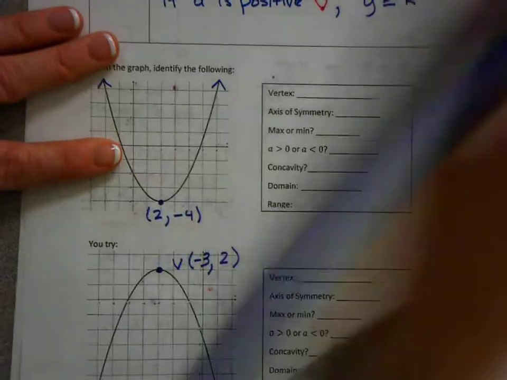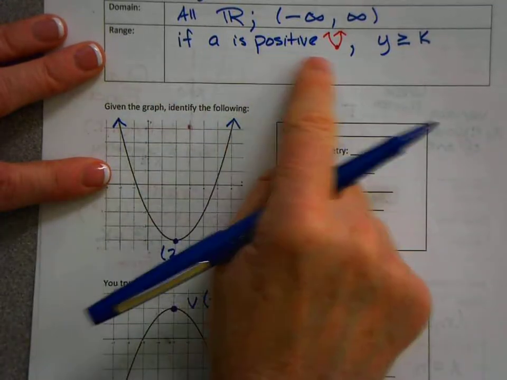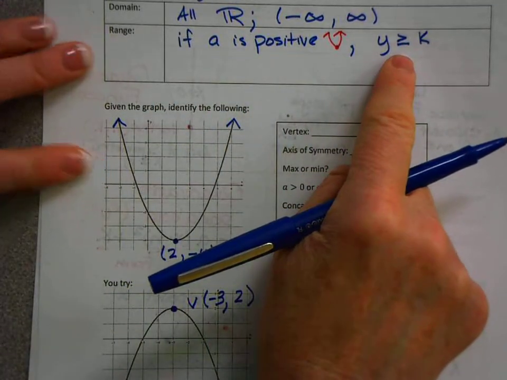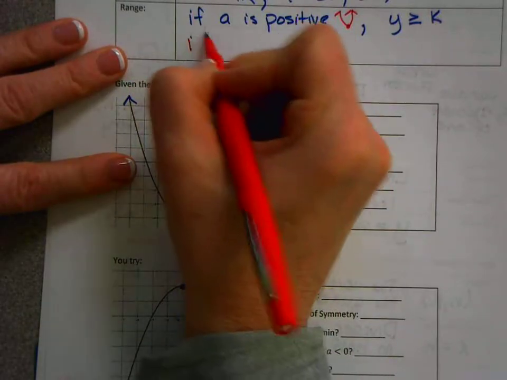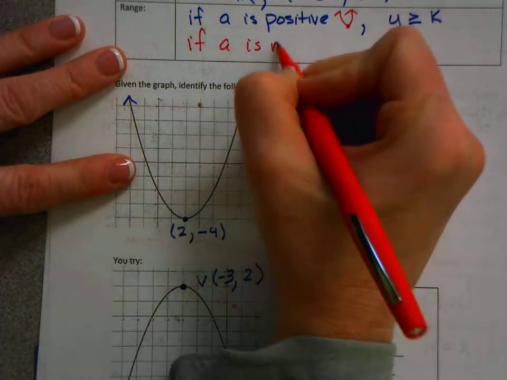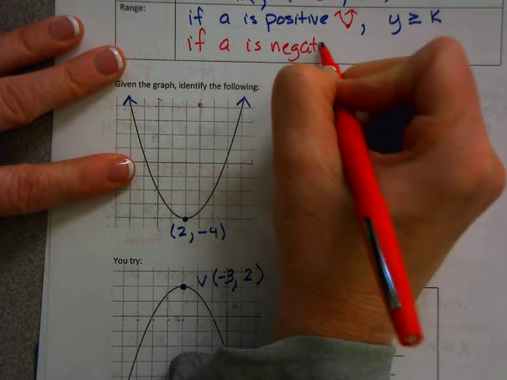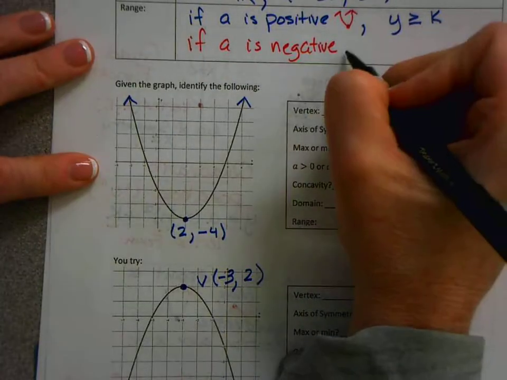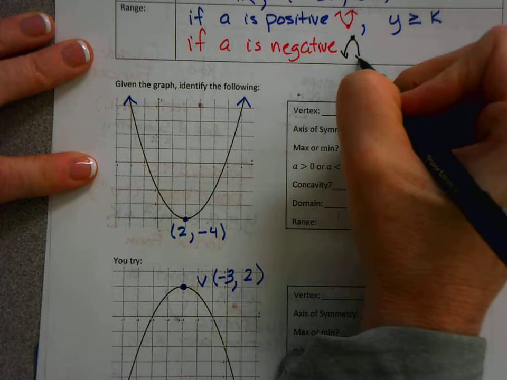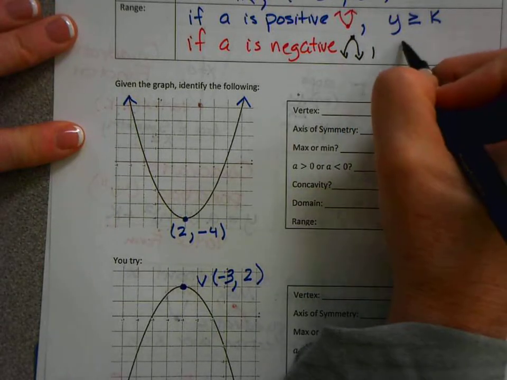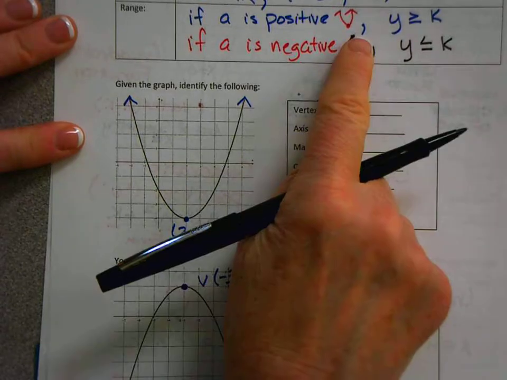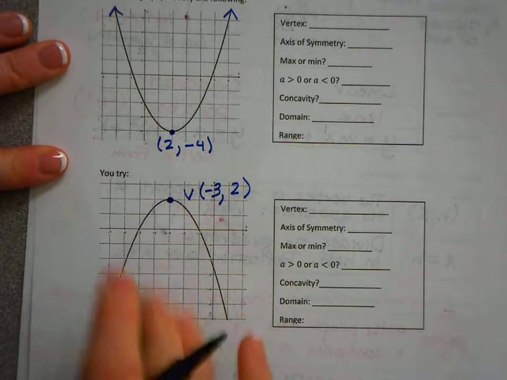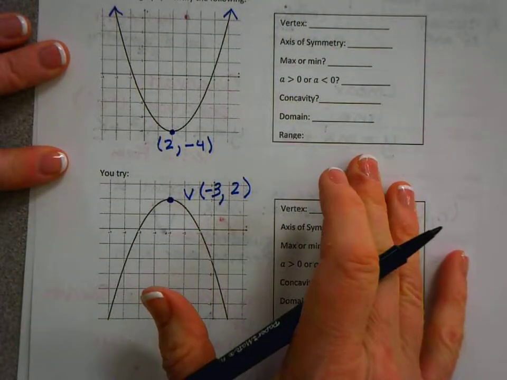All right, so back up to our notes. If a is positive, y is greater than or equal to k. The graph exists greater than or equal to k. But if a is negative, then we have a graph that's going down, right? Y is still connected to k, but y is less than or equal to k, right? And that makes sense. All right, let's look at these two quadratics and state all their characteristics.